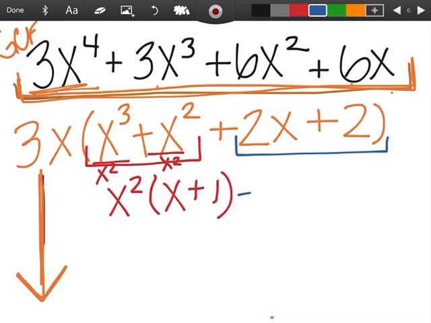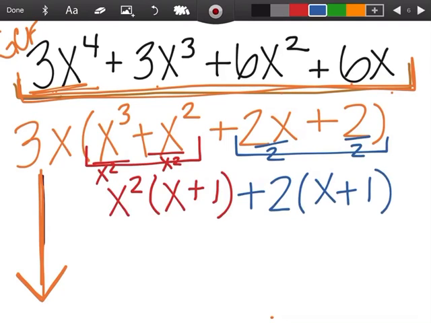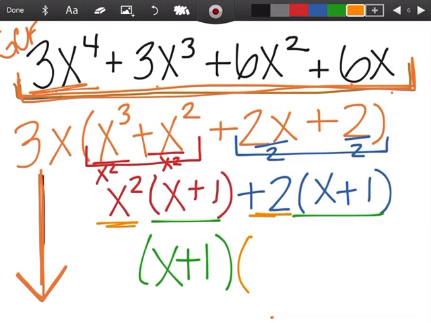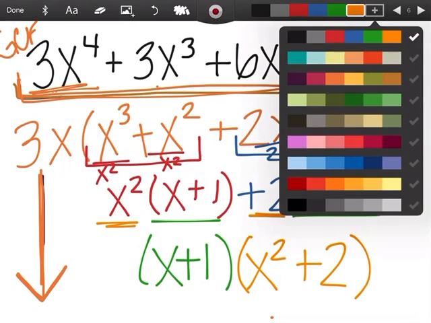And then 2x plus 2, they have a positive 2 in common. So I'm going to divide each of these terms by 2, and I'm left with x plus 1. So then I recognize the quantity that they have in common is x plus 1. In parentheses, I write what's left over, x squared plus 2.